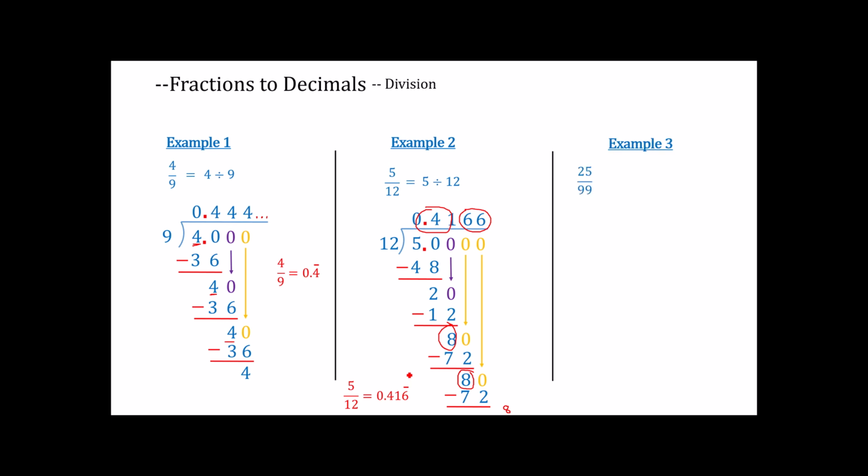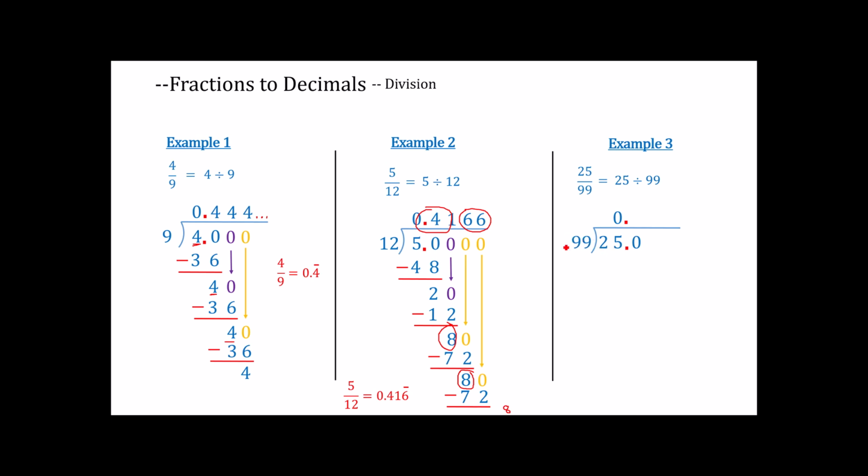Let's try this one, 25 over 99. Again, this one is just division, but the numbers are not quite as nice as they were the first time. 99 still won't go into 25. I'm still going to add a decimal. I'm still going to add a 0. But when I put on this 0, I get some very unfriendly numbers.